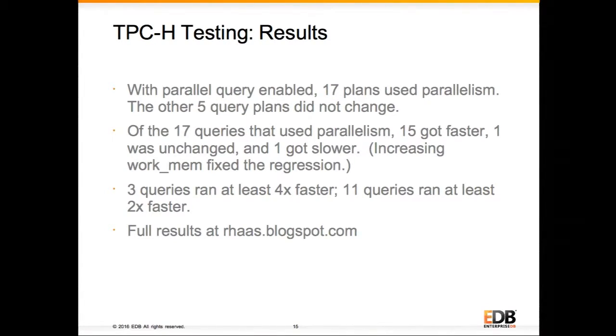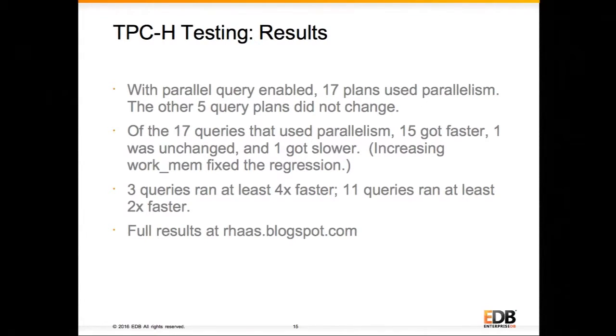Then the regression went away. It was 6% faster or something like that. So it didn't really turn into a win, but it wasn't very hard to make it not slower. There were 3 queries that ran at least 4 times faster and 11 queries that ran at least 2 times faster. So overall, half the queries got at least twice as fast, which is pretty good, I think, especially for the first version of the feature.